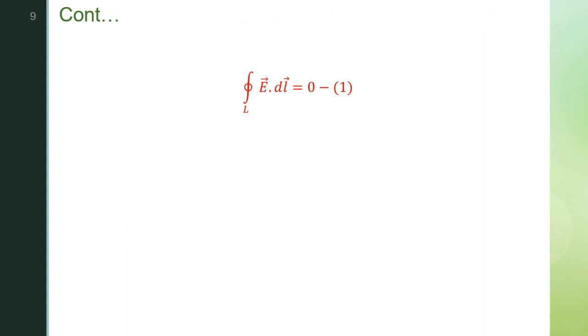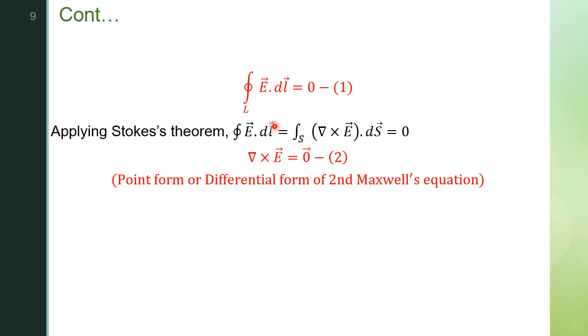So therefore, we have closed integral E dot dl as 0. That is, the work done in moving a charge around a closed path is always equal to 0. Now, the theorem which relates a closed path is Stokes' Theorem. According to Stokes' Theorem, closed integral E dot dl can be written as integral over surface del cross E dot ds. So this value is 0, therefore integral over S del cross E dot ds is also equal to 0. Therefore, we get del cross E as 0, and this is the point form or differential form of the second Maxwell's equation.